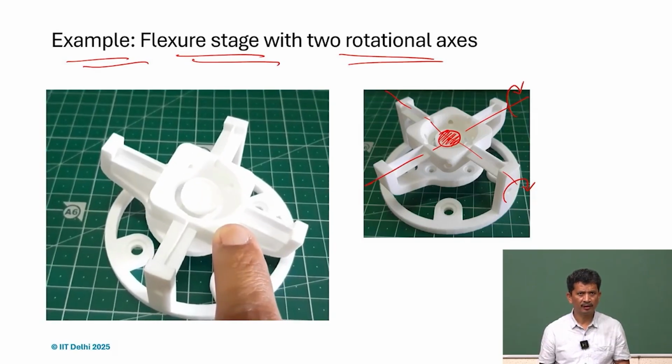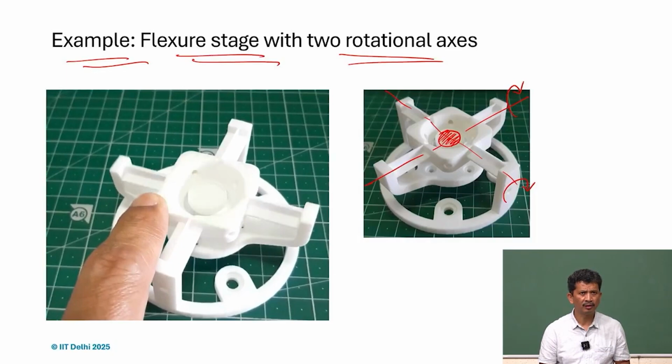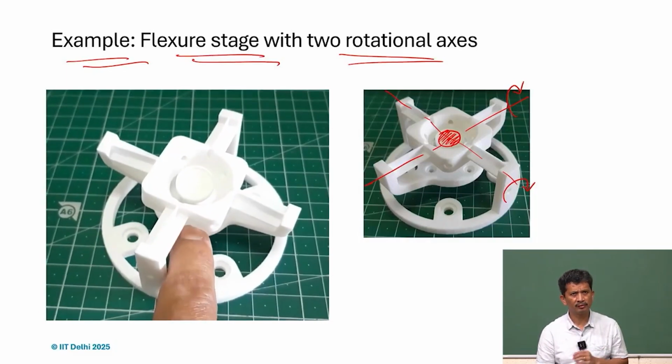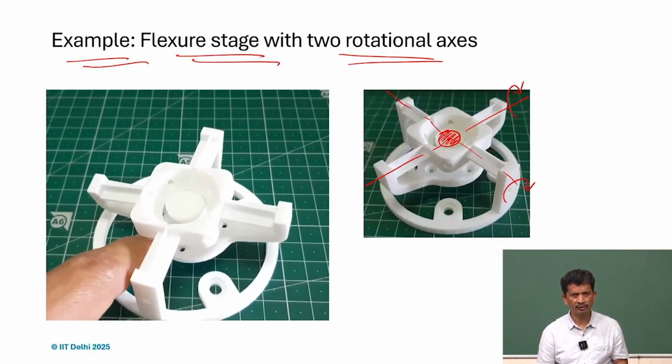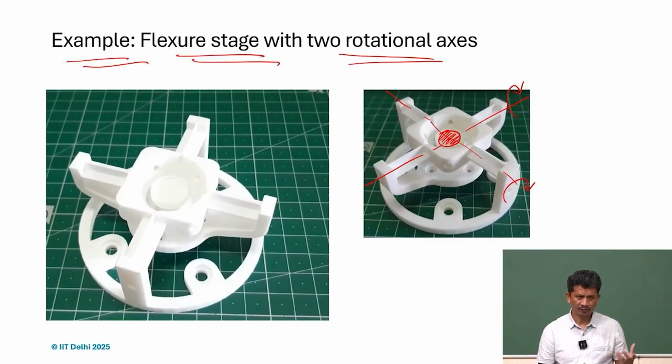And again, it's 3D printed, but you can clearly see that when you apply a force which is offset, you can get all the rotations. So both x and y rotations you can get. So again, very good, and the angle of rotation can be really high.